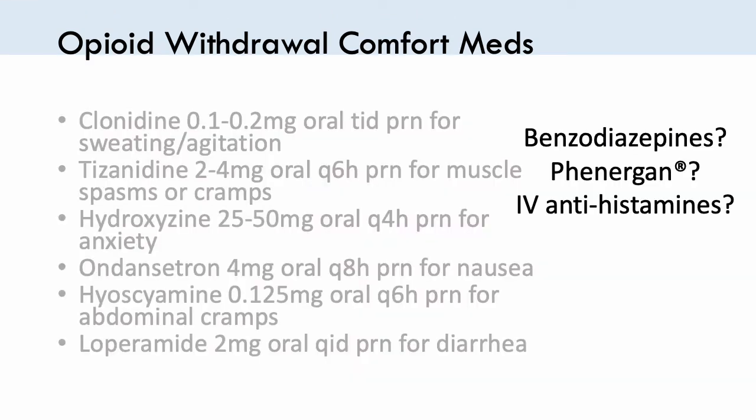Some patients may ask about other medications, including benzodiazepines, Phenergan, or IV antihistamines, as adjuncts to the comfort medications I've listed here. A request for these medications may raise concerns for drug seeking among patients with substance use disorders, and in particular, combining Phenergan with opioids might raise a concern that a patient is seeking euphoria in the hospital.